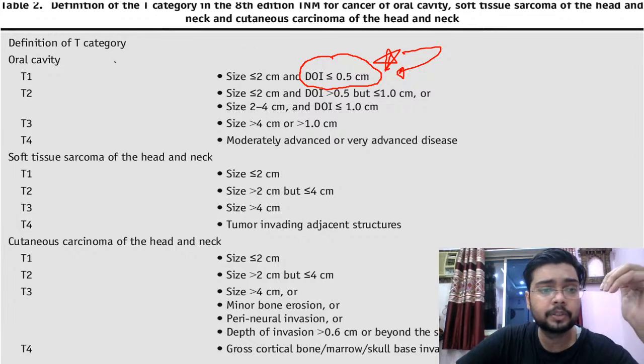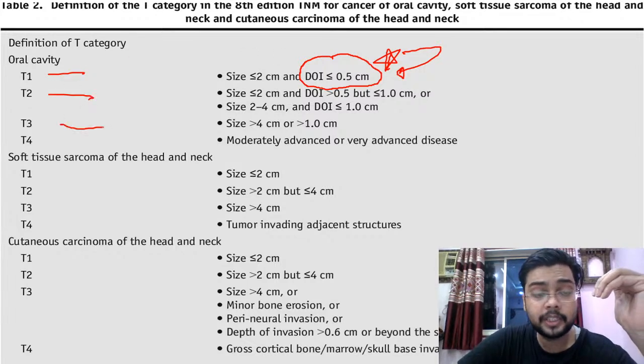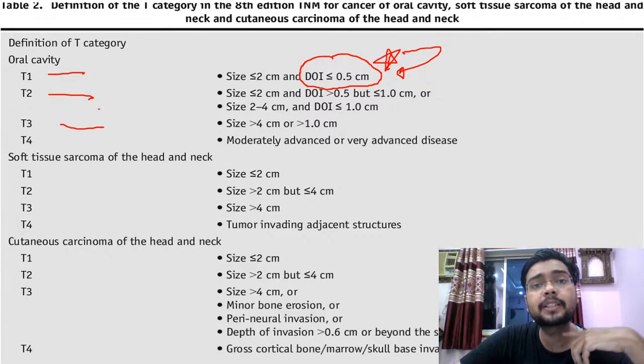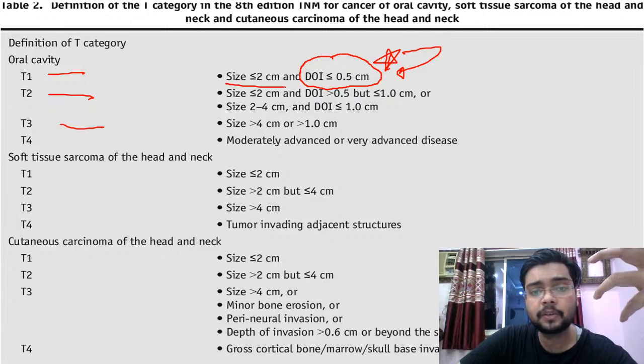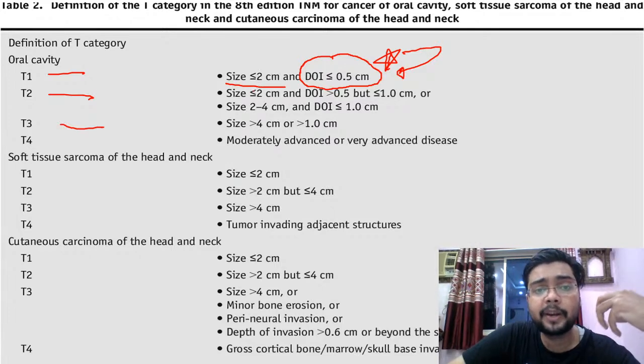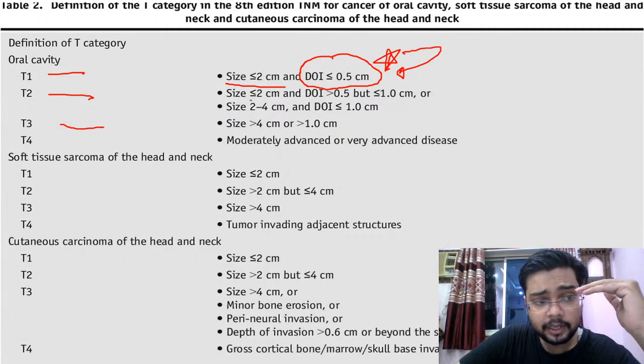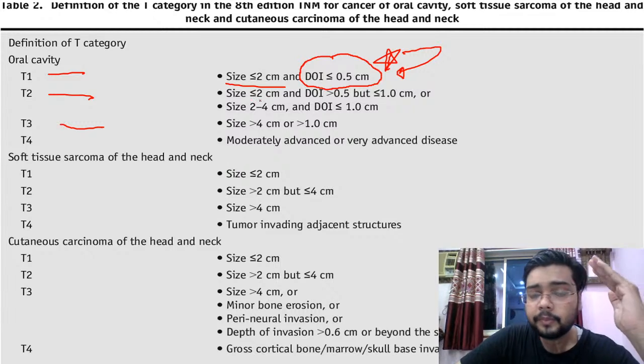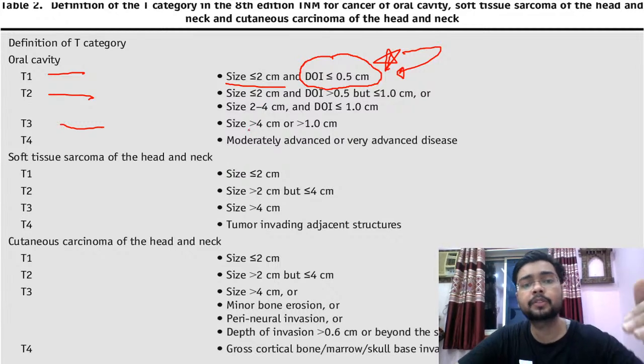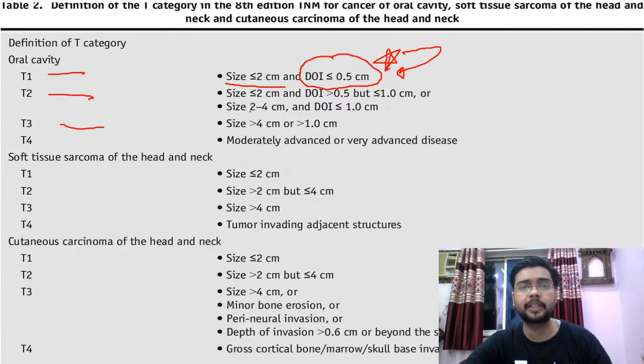So depth of invasion of tumor is now an important factor for staging your tumor. Initially, T1, T2, T3, T4 depended upon the size of the tumor, so it was pretty easy to classify. In T1, any tumor which was less than or equal to 2 centimeter was T1. Any tumor between 2 to 4 centimeter was T2, and any tumor more than 4 centimeter was T3. So pretty clear, pretty easy.